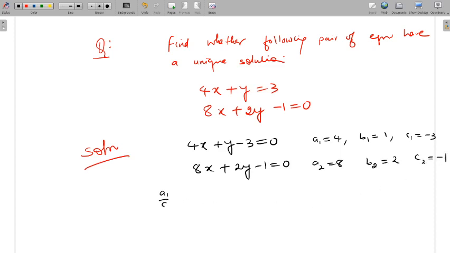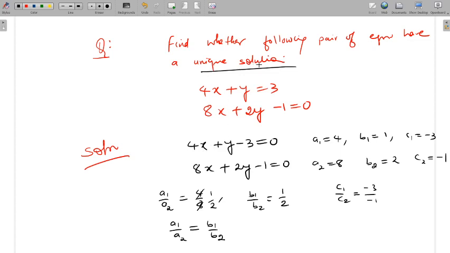Now a1 upon a2 is equal to 4 upon 8. Then b1 upon b2 is equal to 1 upon 2 and c1 upon c2 is minus 3 upon minus 1. This is like 1 upon 2. So we have a1 upon a2 equal to b1 upon b2. That means a unique solution is not there, because for a unique solution these two ratios should not be equal, right?